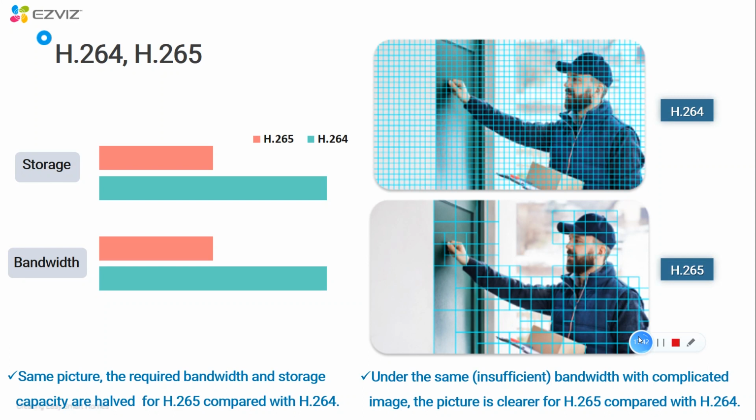This is the main difference between H.264 and H.265 technology. For the same picture, the required bandwidth and storage capacity of H.265 are halved compared with H.264. Under the same bandwidth with a complicated image, the picture is clearer with H.265 compared with H.264.